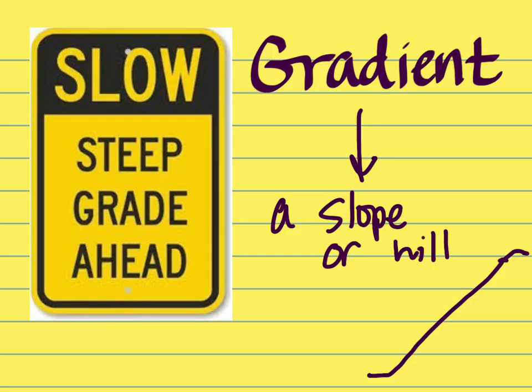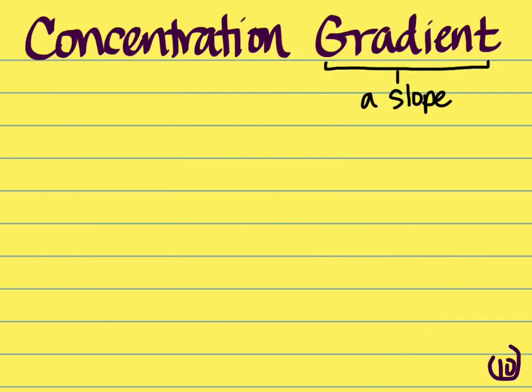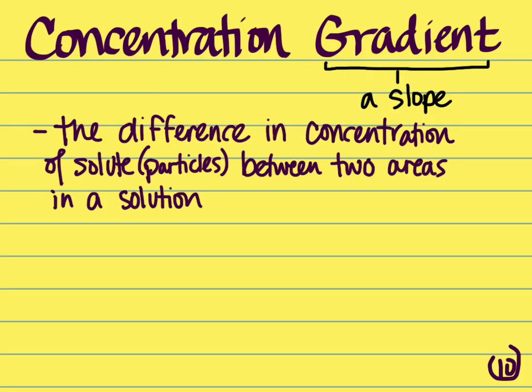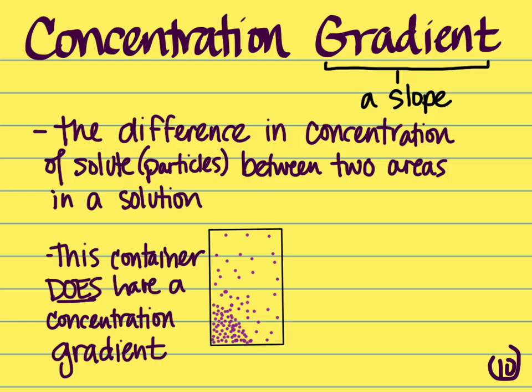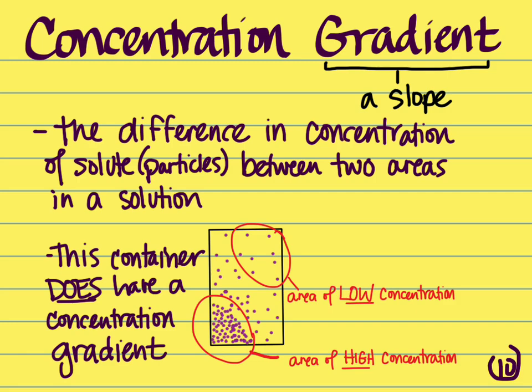The kind of gradients that we talk about in biology are concentration gradients. Now, remember, a gradient is a slope. A concentration gradient is the difference in concentration of solute or particles between two areas in a solution. So, for instance, this container that I've drawn does have a concentration gradient. How do we know? Because we can see that there's an area of high concentration of particles. There are a lot of particles there. And there's an area of low concentration of particles. There aren't very many particles there.